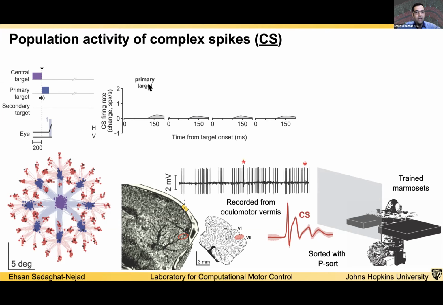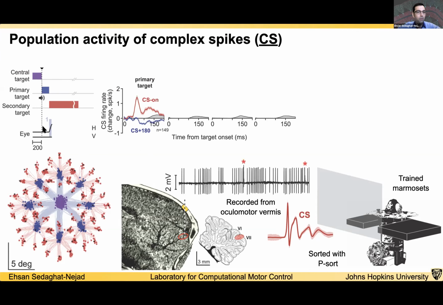And now if you look at the complex spike activity aligned to the target jump, whenever we introduce this unexpected visual event, we saw that Purkinje cells have a preferred direction. In their preferred direction, the complex spike activity will rise. And in the opposite direction, or anti-preferred direction, the complex spike activity will go below baseline.